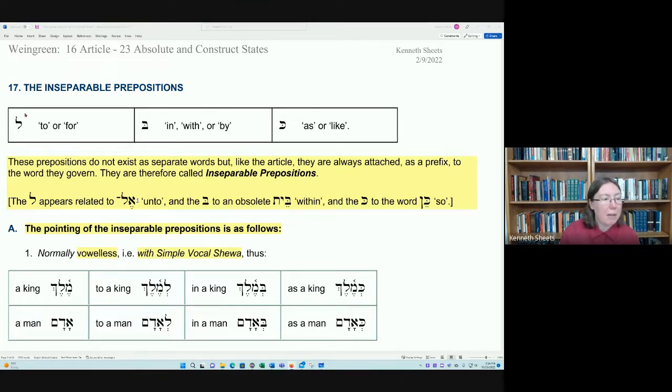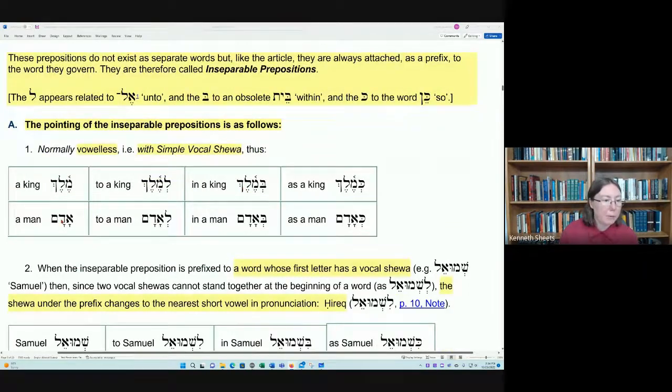So we have the lamed preposition, which indicates direction or reception, and so we would translate it as to or for. Then we also have the beth preposition indicating location, and so the basic translation is in. It can also, in certain contexts, be translated with or by, but most usually as in. And then we have the kaf preposition, which indicates comparison or manner, as or like. And so again, these three prepositions are pointed with a simple vocal schwa and attached to a noun, like so.